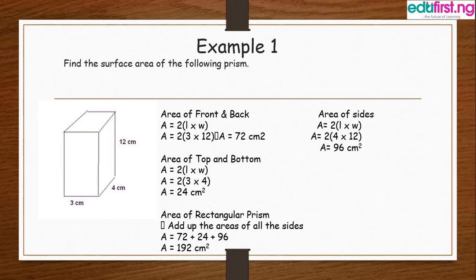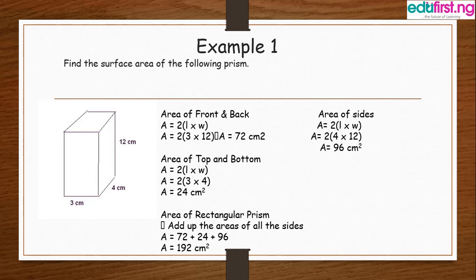For the area of the top and the bottom, we use the same formula, which is length times width. So area is equal to 2 times (3 times 4). We have 24 square centimeters. And for the area of the sides, we have area equals 2 times (length times width). We substitute the values and we have 4 times 12. So our area here is equal to 96 square centimeters.